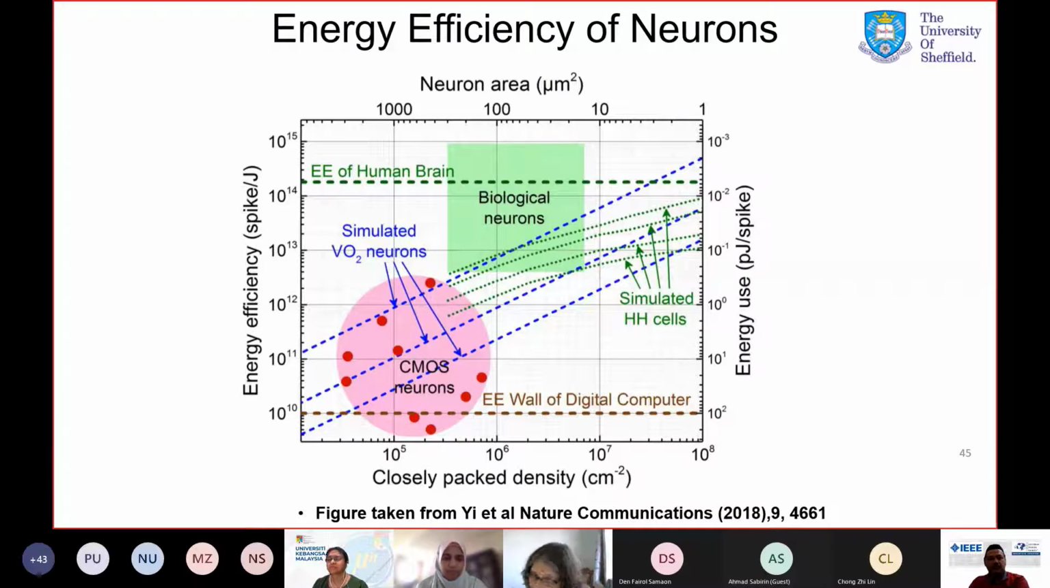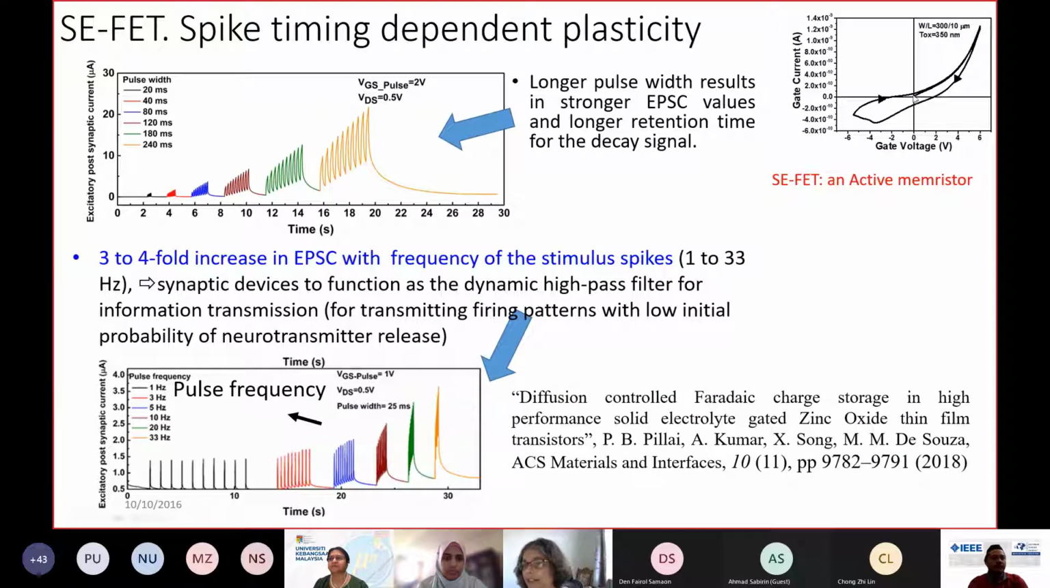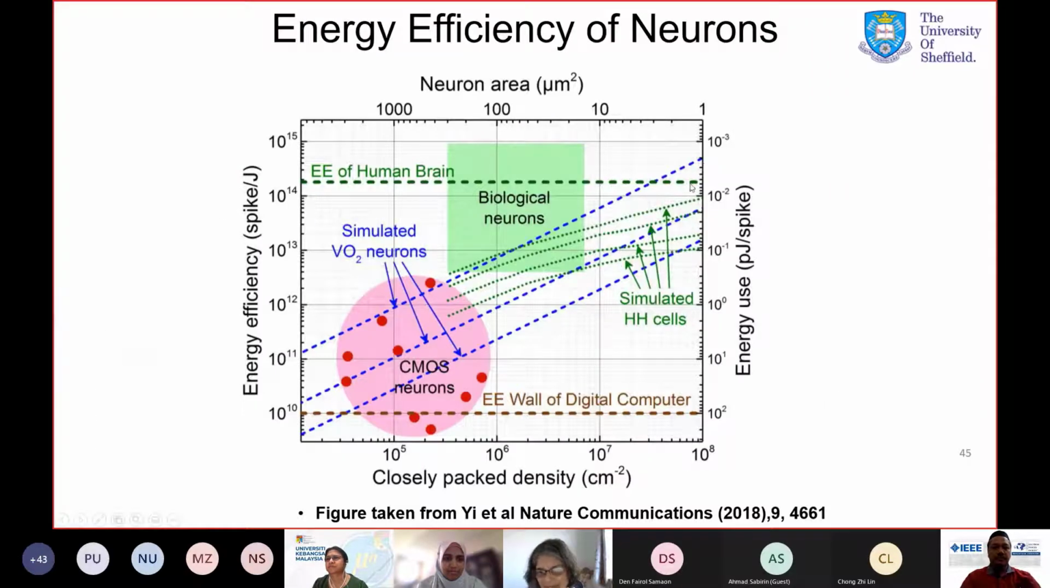So you want that phenomenon to come out naturally, and people are discovering, such as this SE-FET, for example, where even with gate voltage, you're having a current, you see here. So you can get this type of mechanism which can beat CMOS neurons. We don't know when this might happen, but this is what I think people are trying to move towards.